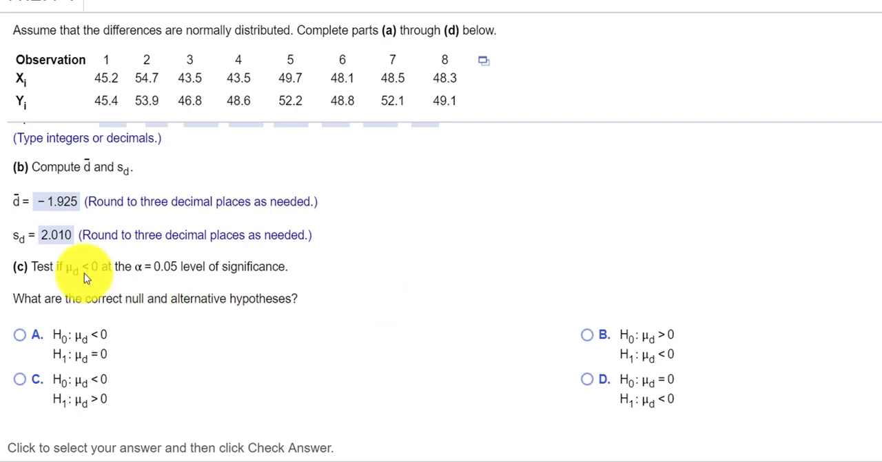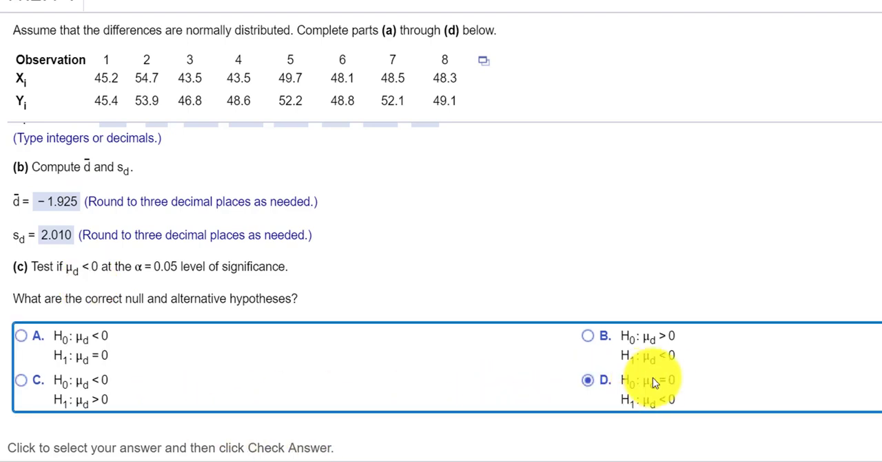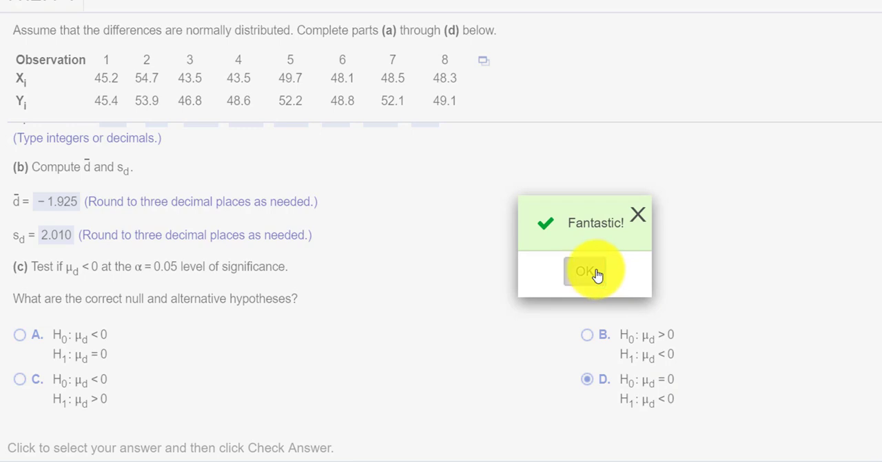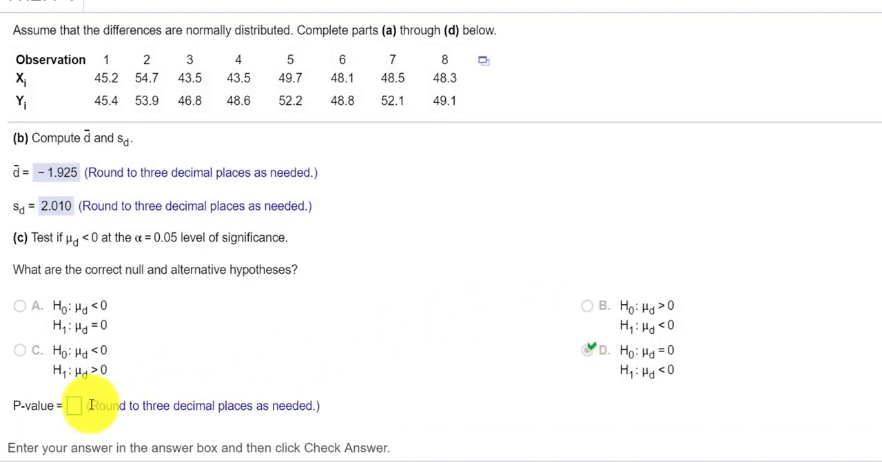And now it says, all right, test at the 0.05 level of significance. So we want to see if the difference is less than 0. So my null hypothesis would be that my difference equals 0, and my alternative hypothesis would be that my difference is less than 0. Check answer. And then, all right, it says find the p-value.